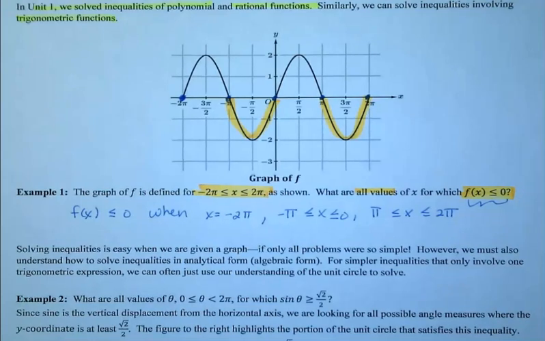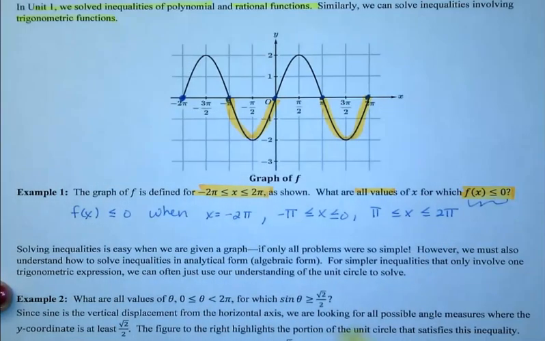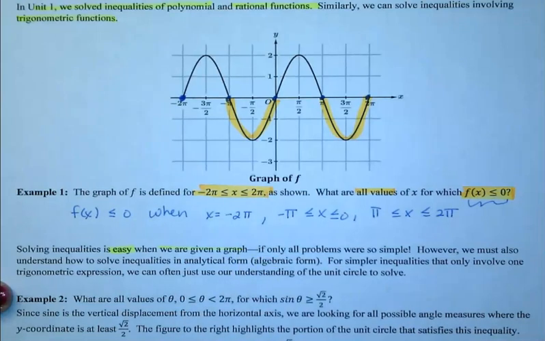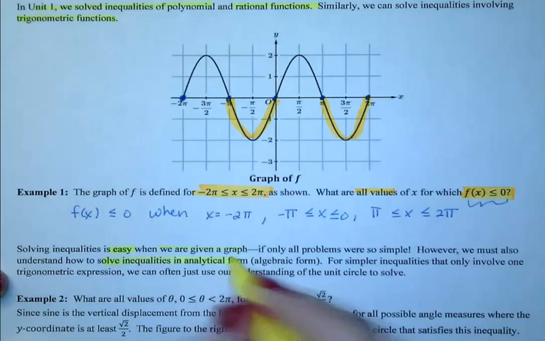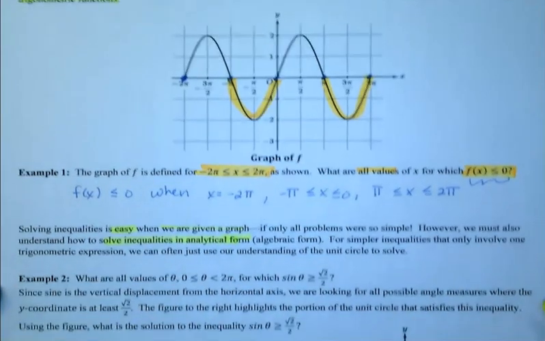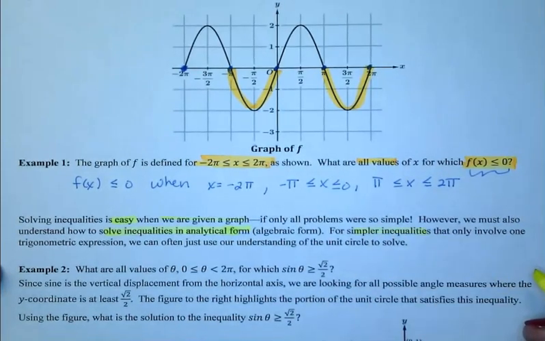Okay, so solving inequalities is easy when we have a graph, right? We could just look at that graph and see physically where we were talking about. So it's pretty easy when you're given a graph. But unfortunately, that's not all of them. So we need to understand how to solve inequalities analytically as well. And sometimes we can do it very easily analytically when it's a simpler inequality that only involves one trig expression. Then it's just a matter of understanding your unit circle values.